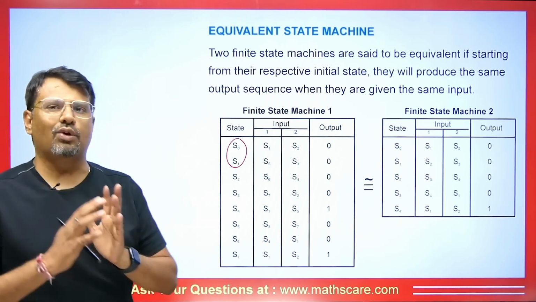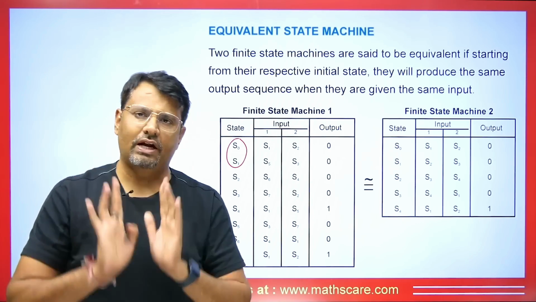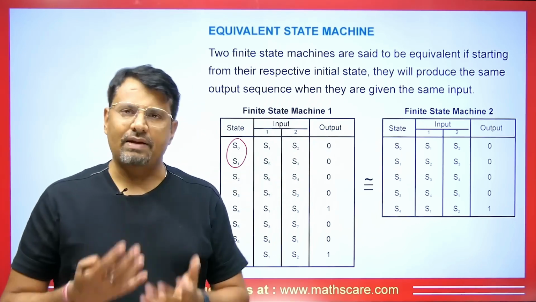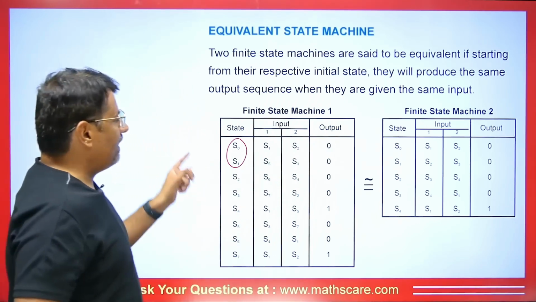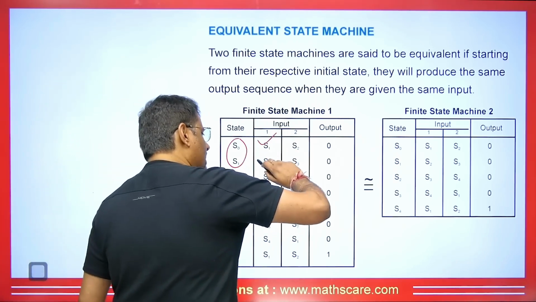We need to determine if these states are one equivalent or not. We already know they are zero equivalent because their outputs are the same. Now let's see whether these are one equivalent or not. Let's see their successors. We will take S1 and S5.